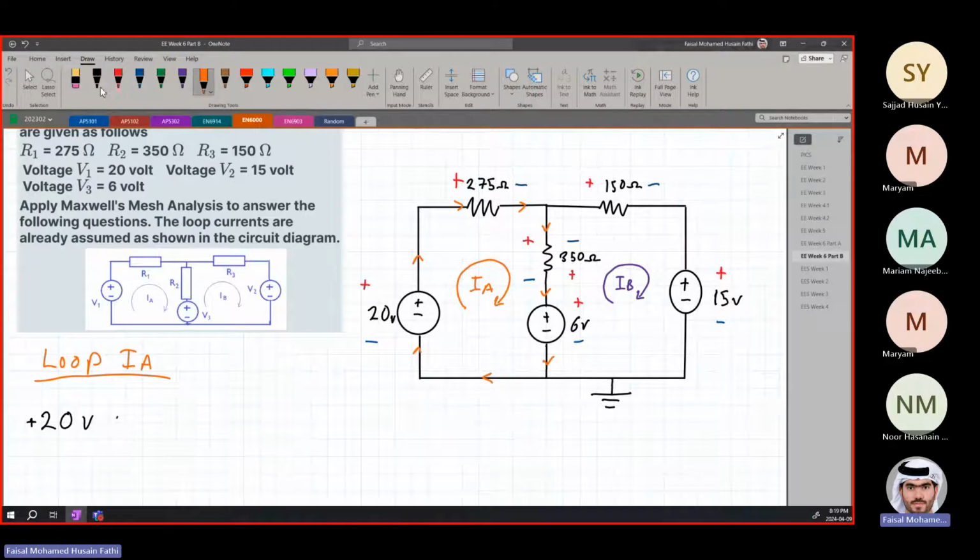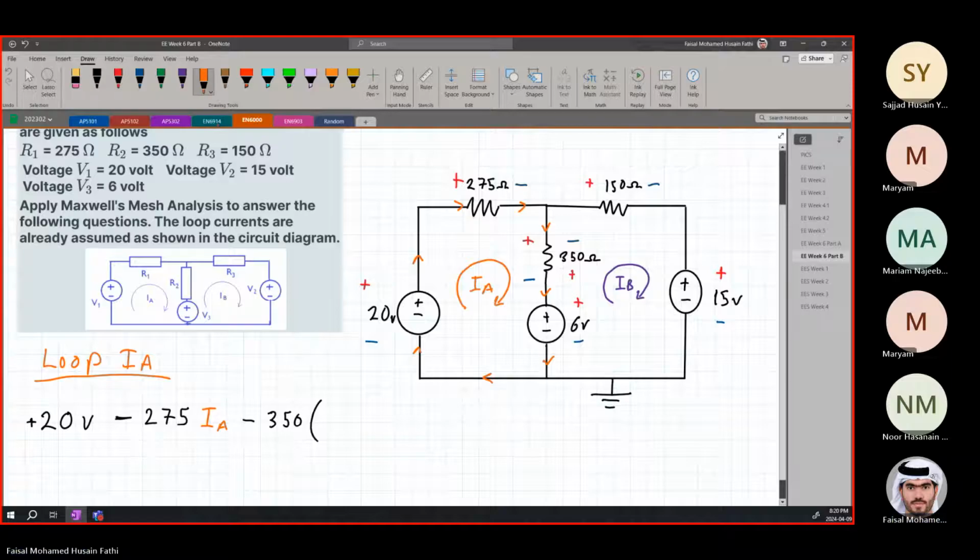Okay, so it's going to be plus 20 volts minus, when we're looking at this resistor, because it is a voltage drop going from plus to minus, minus 275 times IA. Minus, again, this is a voltage drop in terms of IA. So this is 350 times IA minus IB.